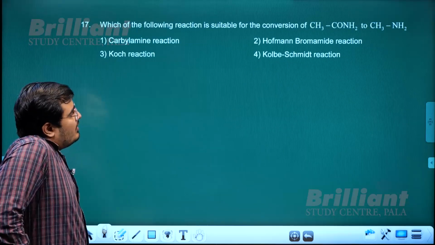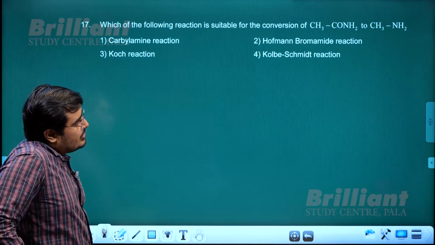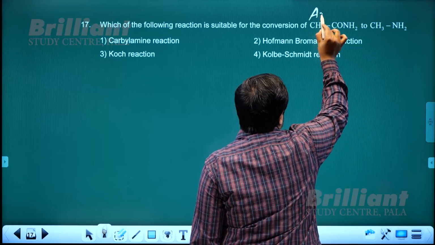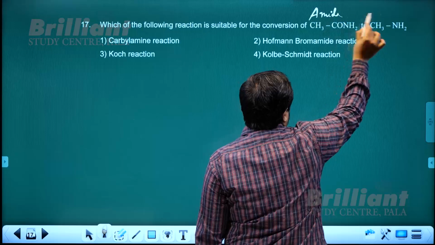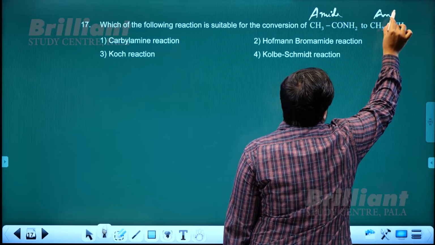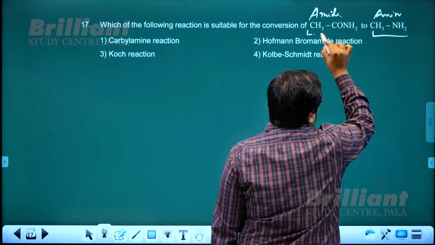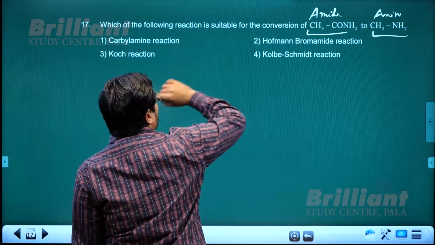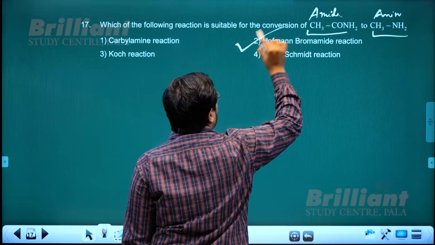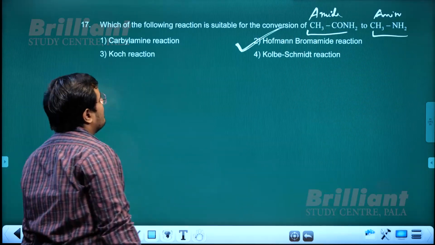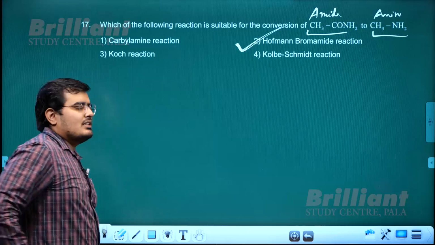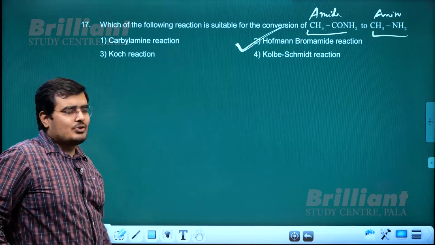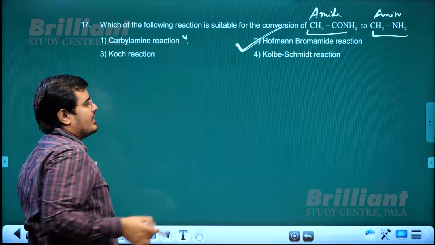Next is, which of the following reactions is suitable for the conversion of an amide to an amine? If we can see here, this reaction actually corresponds to where an amine is prepared from an amide containing one carbon atom less. And if you remember, I just told you this reaction is the Hofmann bromamide reaction. The carbylamine reaction actually converts primary amines into isocyanides, so this cannot be the reaction.